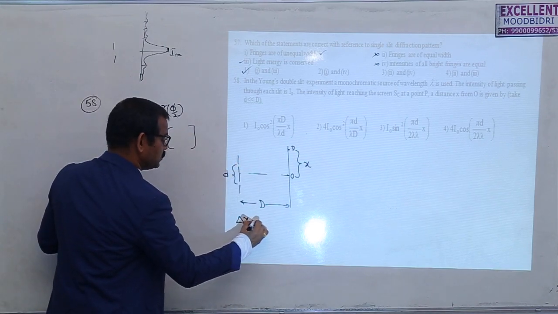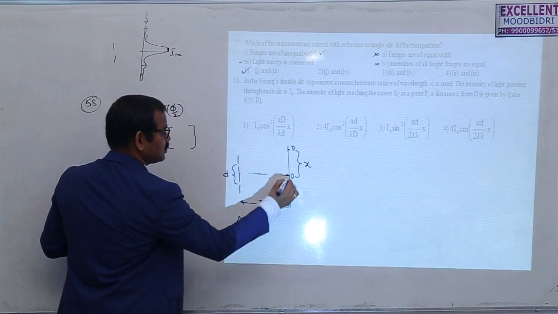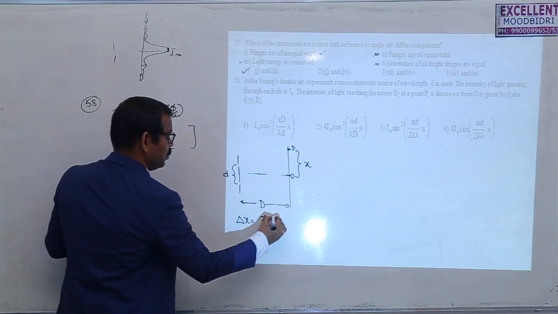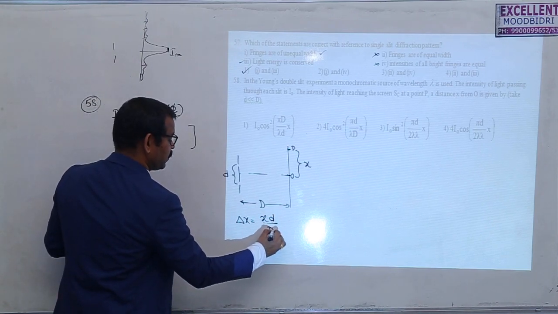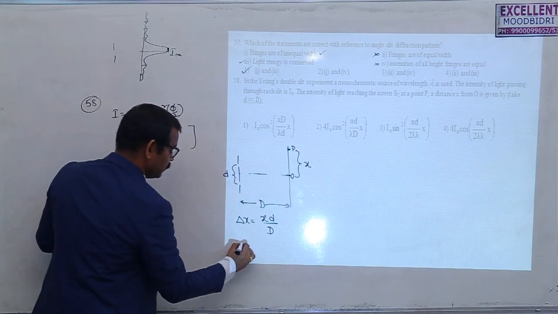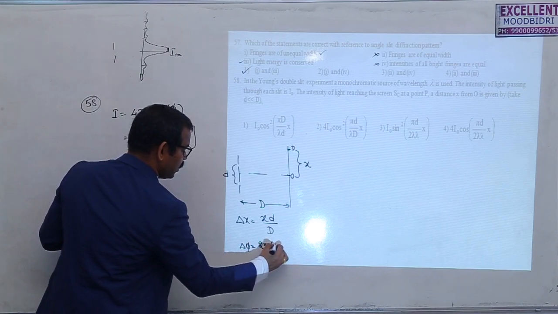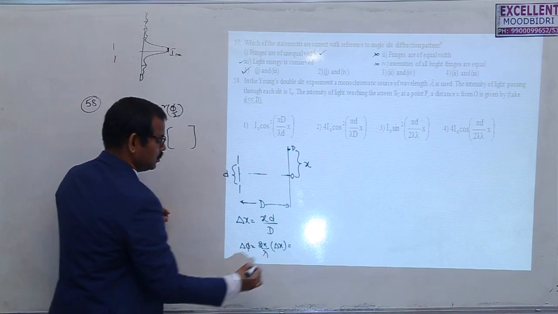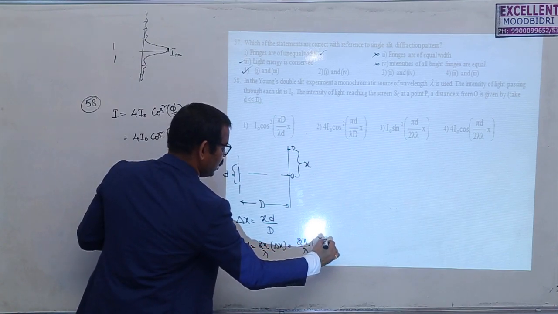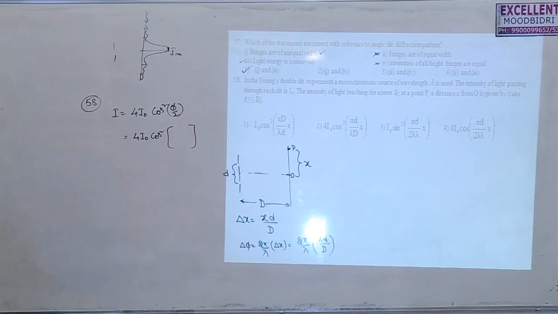We know that the path difference is given by the distance of that point from the center of the screen, into the distance between the two slits, divided by the distance between the slit and the screen. This is the path difference. And the phase difference is given by 2 pi by lambda into delta x, that is 2 pi by lambda into x d by capital D. This is the phase difference.